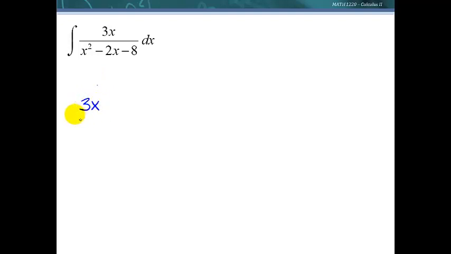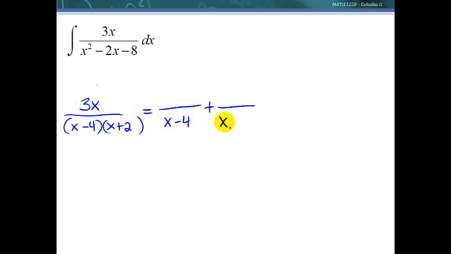So I'm going to express this 3x over, I'm going to factor this. So this is going to be x and x, need negative middle term, so negative 4 plus 2. So I'm going to put this equal to these partial fractions, one with denominator x minus 4, another with denominator x plus 2. Had I had another factor here, I would have just done another fraction. So numerators are going to be a and b.